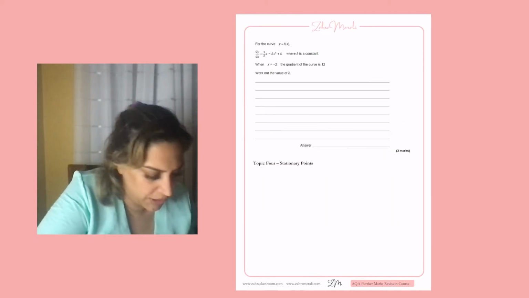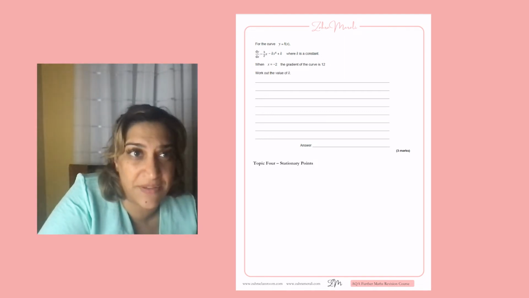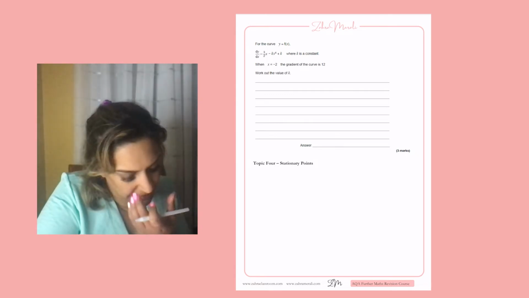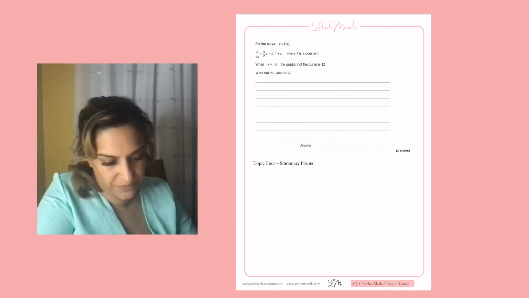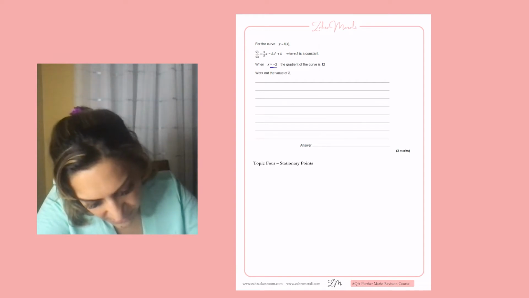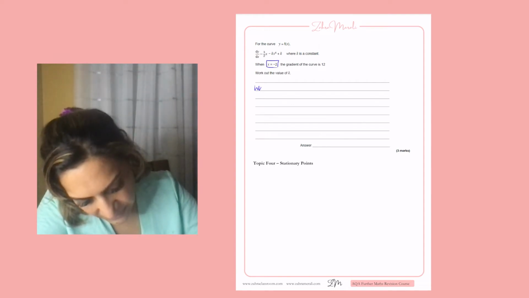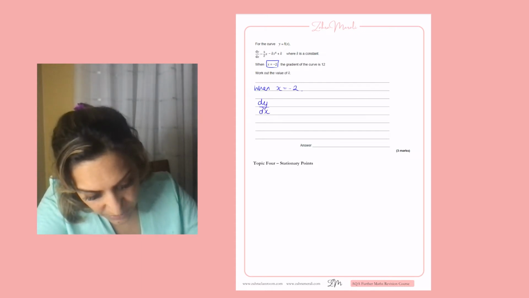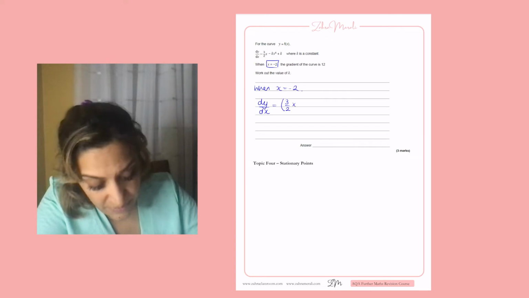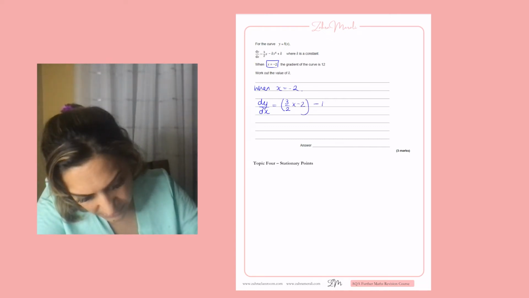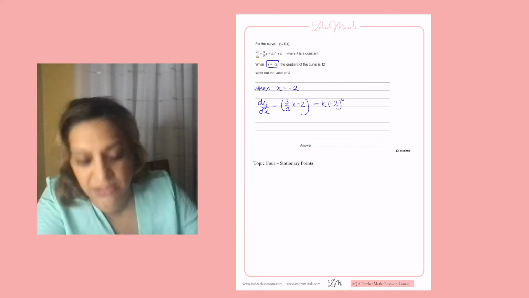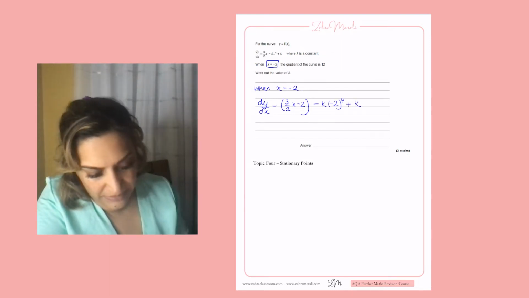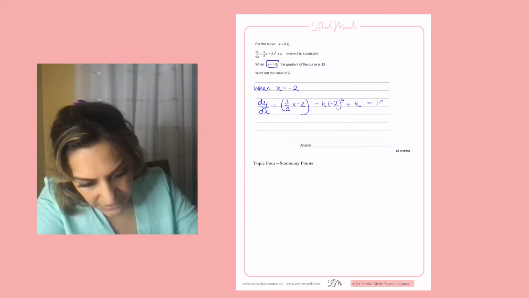Okay, so we've got a curve, y equals f of x. dy dx has been given. When x equals minus 2, the gradient is 12. So we're going to substitute in x is minus 2. When x is minus 2, dy dx is going to be 3 over 2 times minus 2, minus k times minus 2 to the power of 4, plus k. And we know all of that equals 12.